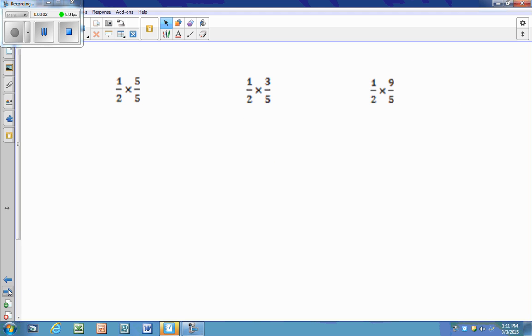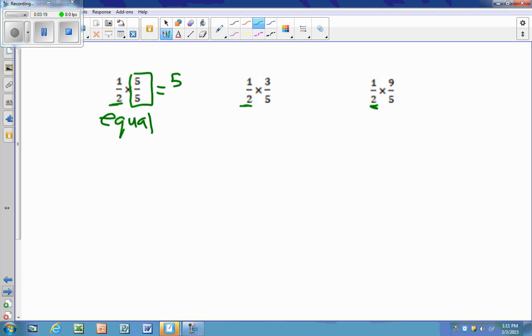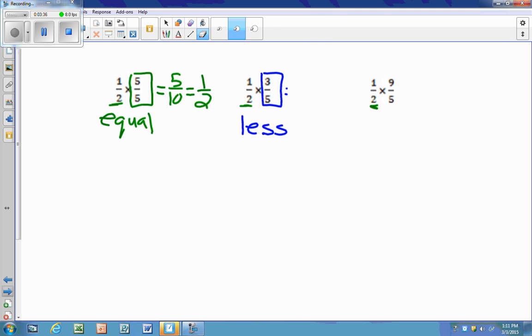Next one. Sometimes, because of the commutative property, I can go in any direction. It doesn't matter with multiplication. This time I have 1/2 in the front. That's what matches everything. So I look at 5/5, that's equal to 1, so my answer will be equal to 1/2. In fact, I'm correct. Next one, I have 3/5, which is less than a whole, so my answer will be less than 1/2. When I multiply it out, I get 3/10, which is in fact less than 1/2.